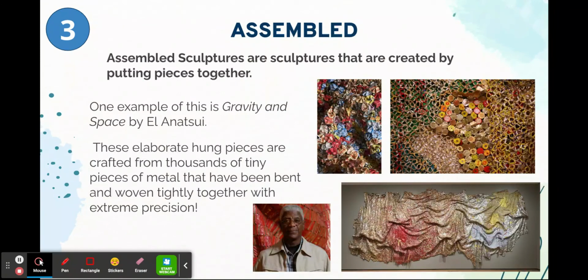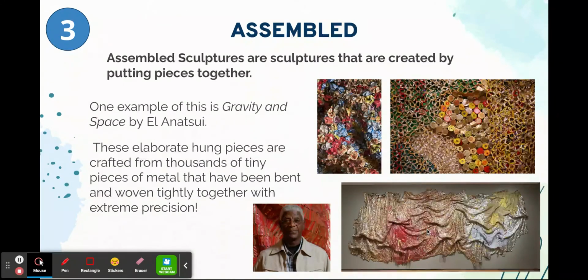And then the third type is assembled. Assembled sculptures are sculptures that are created by putting pieces together. One example of this is Gravity by Ellen Itsui, or Gravity in Space, by Ellen Itsui. And these elaborate hung pieces are crafted from thousands of tiny pieces of metal that have been bent and woven tightly together with extreme precision.